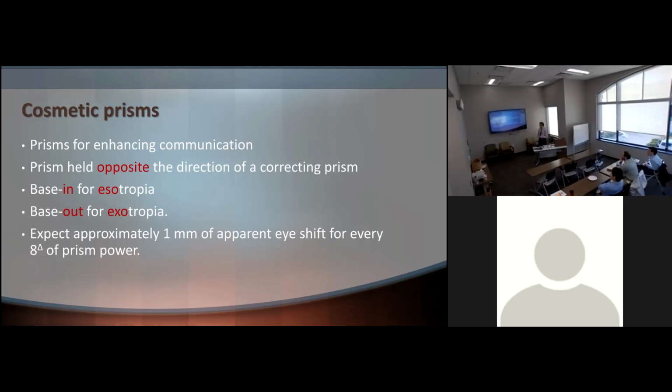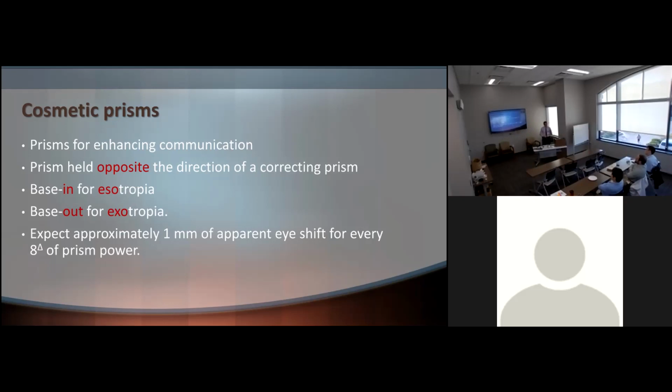Okay. So if you have exotropia, you will hold the base out. If you have esotropia, hold the base in to move the eye out. It is not that effective because you only get like 1 millimeter apparent correction of the position of the eye per 8 prism diopters. And remember we mentioned that each millimeter equals around 7 prism diopters, right? This one, we did the Hirschberg test. So this is the amount of what you get. So basically, you may use some thickening in the glasses, which can help with hiding the strabismus.